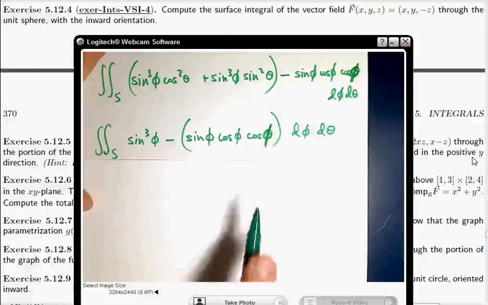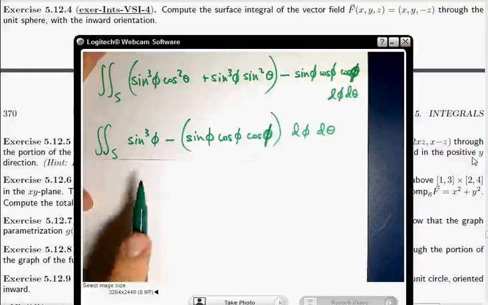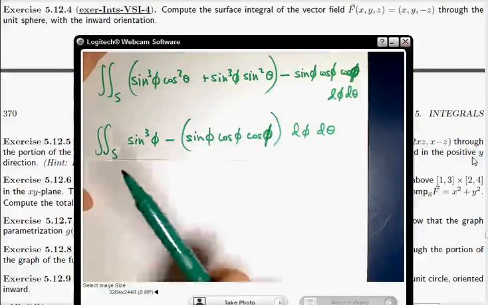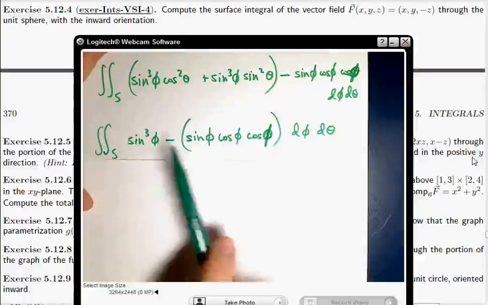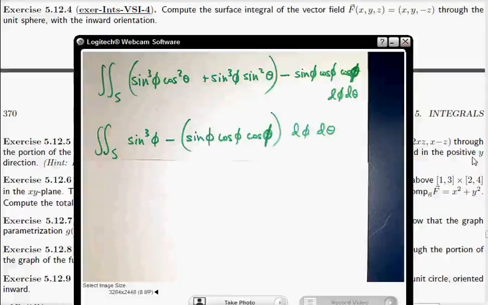But see, it's all phis. But can't you pull out a sine phi out of that? Yeah, absolutely. Then it's sine phi times cosine squared minus sine squared, or the other thing you could do is sine squared minus cosine squared.